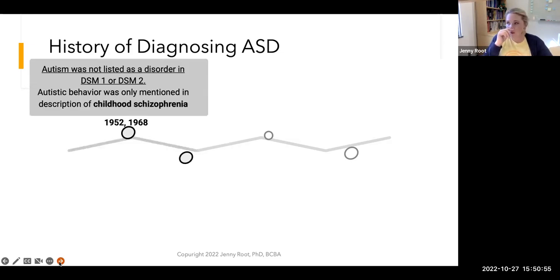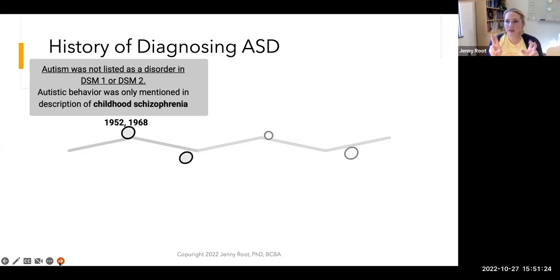So the DSM, if you're familiar, is the Diagnostic and Statistical Manual. We should call it DSM because that's a lot of words. And that's what physicians, psychiatrists, and psychologists use in diagnosing mental conditions, of which autism is one. And so we are now on our DSM-5. So I'm going to take you on a journey. The first DSM was published in 1952, the second version in 1968.